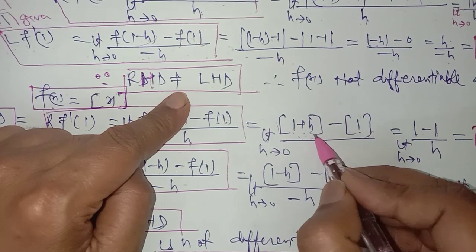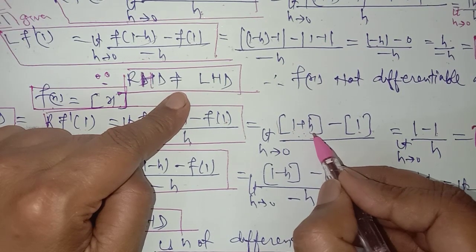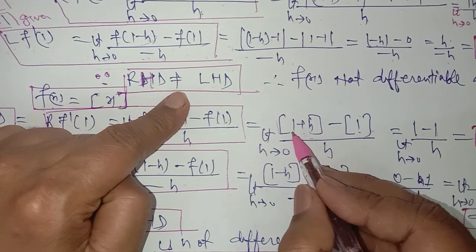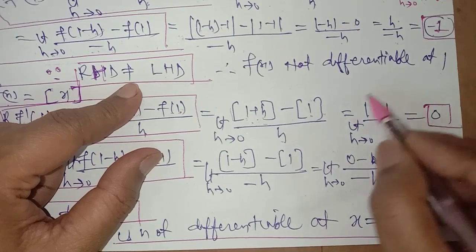1.9 step function is 1. 2.9 step function is 2. Minus 1.9 step function is equal to minus 2. Listen carefully: the integer just smaller than the given decimal. So the step function for 1 plus h is 1. So 1 minus 1 upon h comes out to be 0.